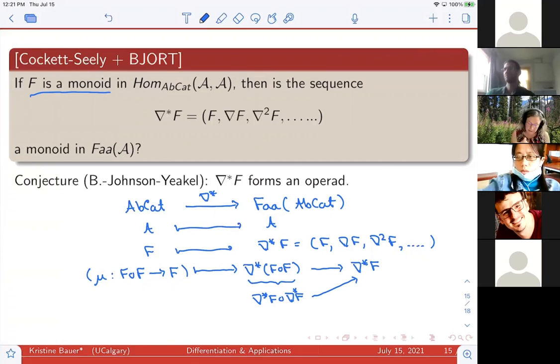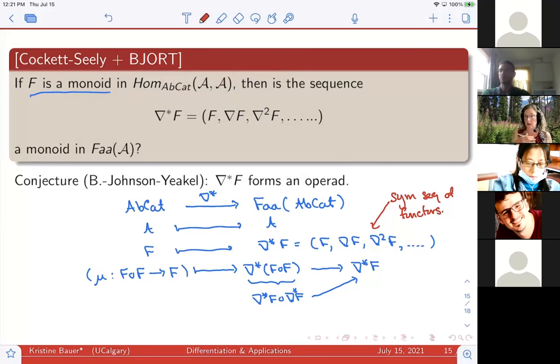Okay, and nabla star f, this thing that I've written down here, this is a symmetric sequence of functors because of the fact that in the Fa category, the functors are symmetric and linear in all of the direction variables. So what I have now produced from a monoid f is a monoid of symmetric sequences, and that's otherwise known as an operad.